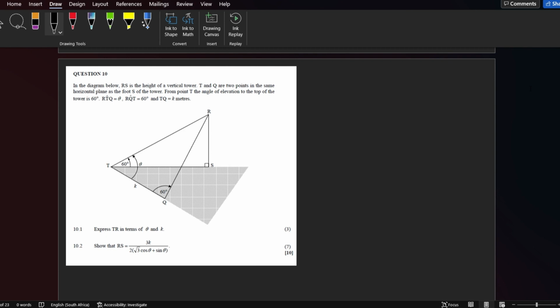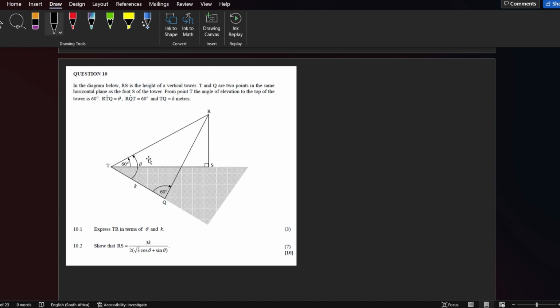Today we will be breaking down a mathematics past paper question on trigonometry, specifically 3D trig. Taking a look at this question, it reads: in the diagram below, length RS is the height of a vertical tower. T and Q are two points in the same horizontal plane at the foot S of the tower. From point T, the angle of elevation to the top of the tower is 60.